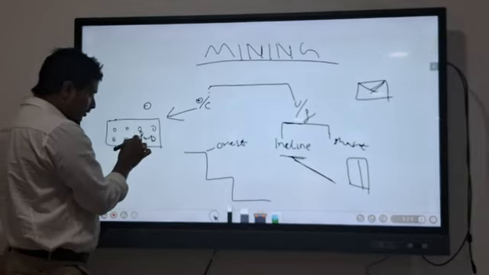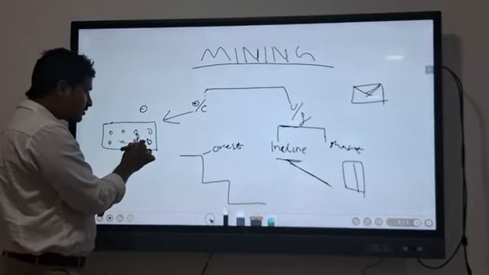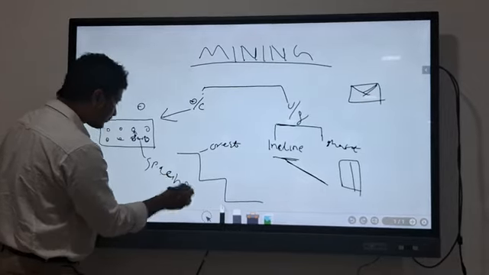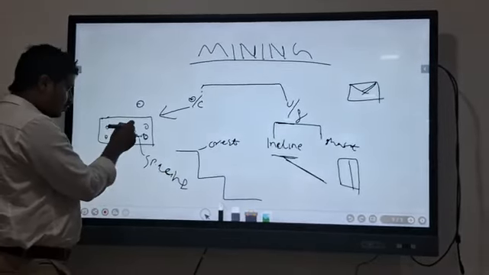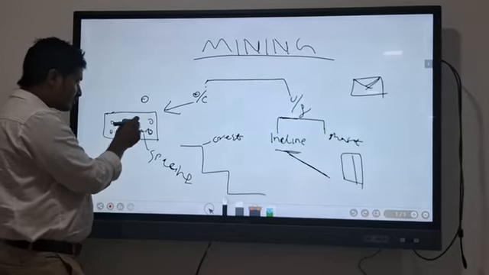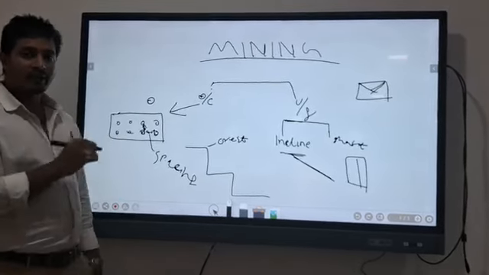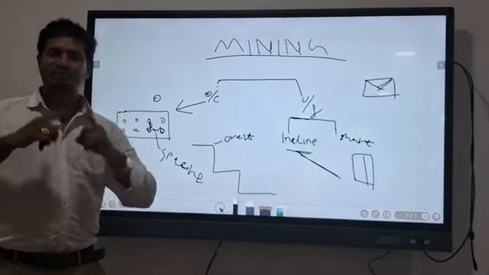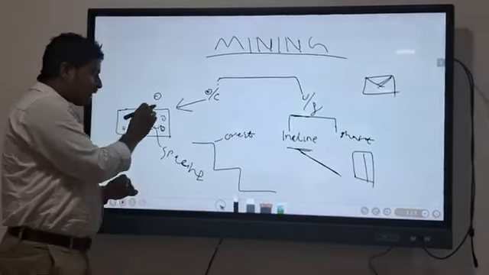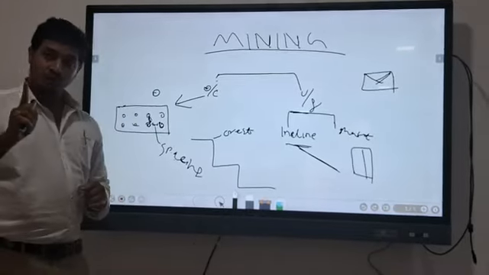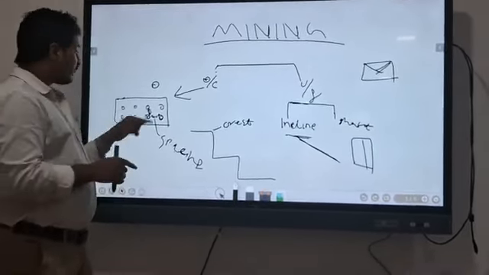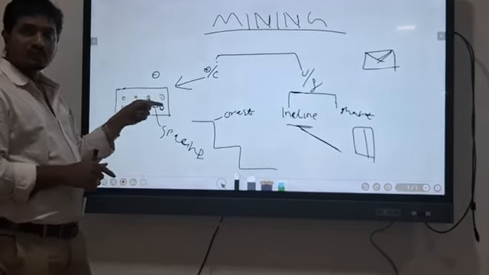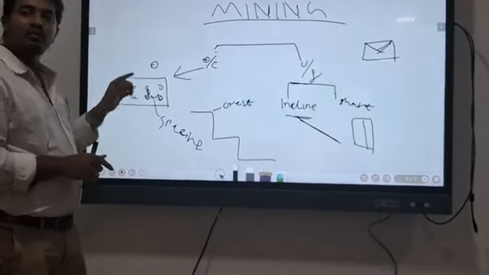The distance from one hole to another hole is called spacing. And the distance from one row to another row is called burden. Actually, some students are confused about what is spacing and what is burden. One hole to another hole distance in a row is called spacing. But the distance from one row to another row is called burden.